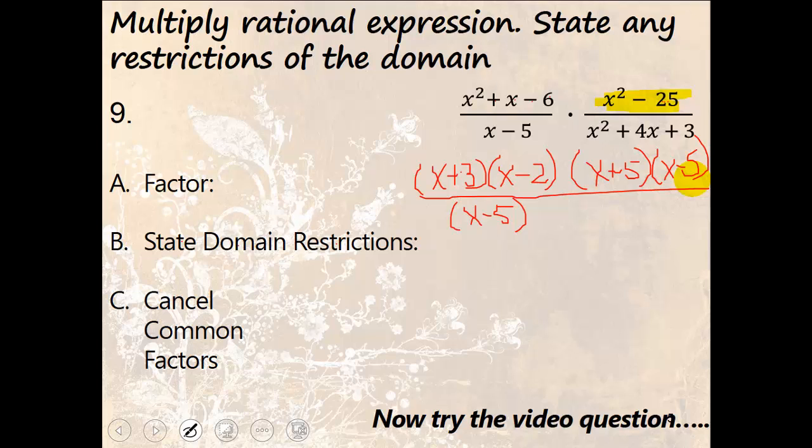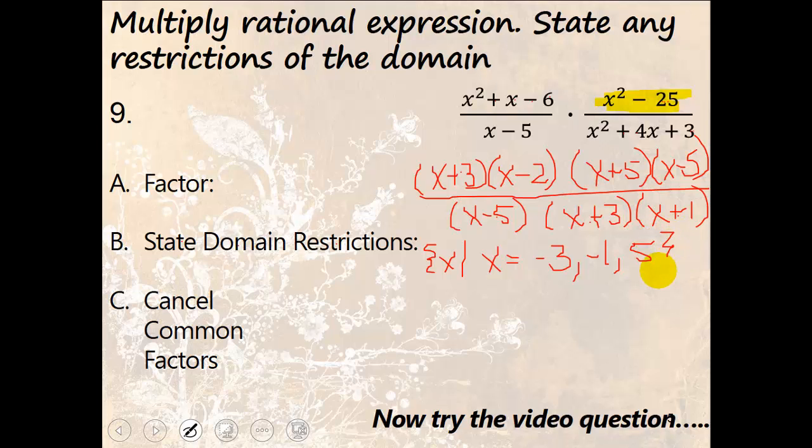And then this bottom one, x squared plus 4x plus 3. What two numbers multiply to +3 and add to +4? Well, that's going to be x plus 3 and x plus 1. Okay, now state your domain restrictions. You have to have an exclusion for every single one of these factors in the denominator. So we have all x's such that x cannot equal -3, -1, and 5.